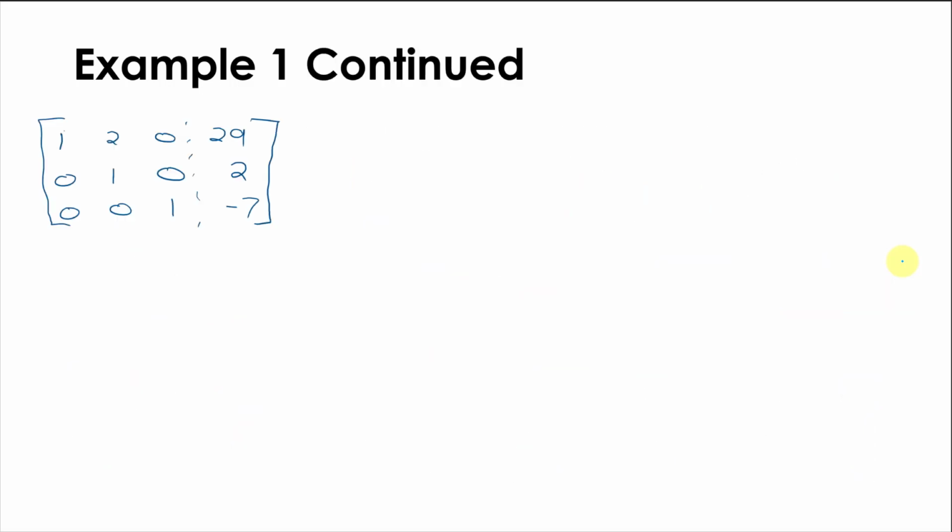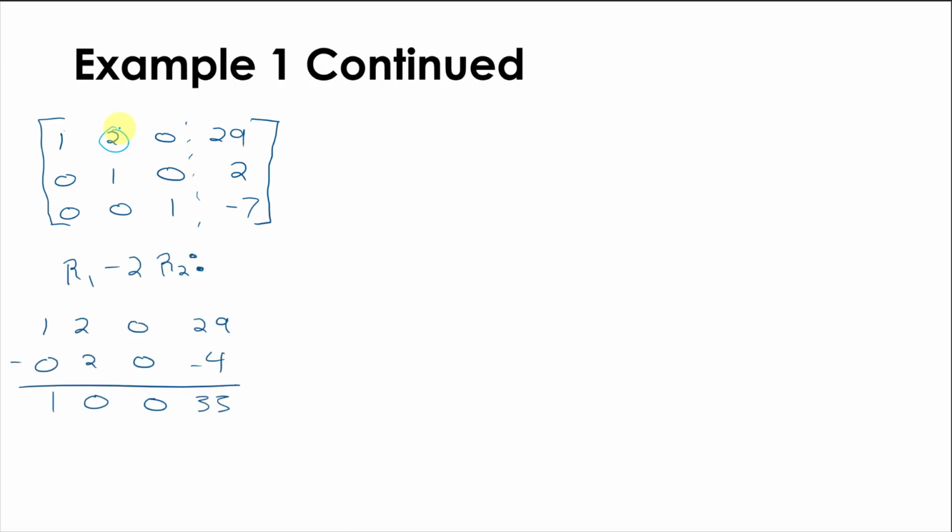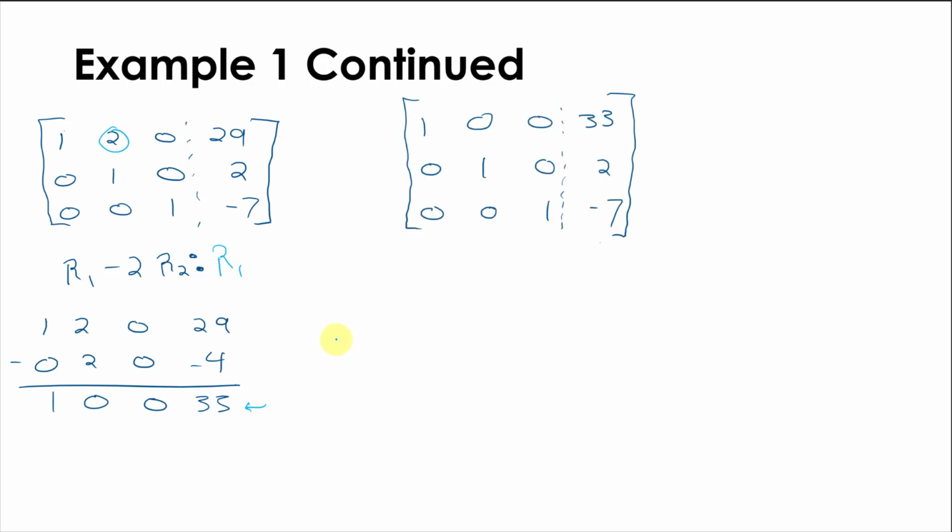Next step, I want to get this 2 to be a 0. In order for that to happen, I'm going to take row 1 and subtract 2 times row 2, and that's our operation here. So my new row 1 is going to be this row right here. So my matrix in reduced row echelon form looks like this.